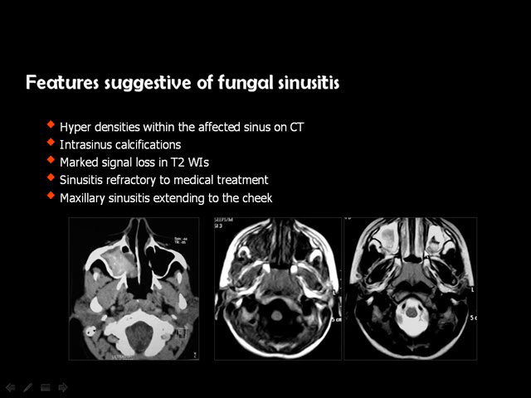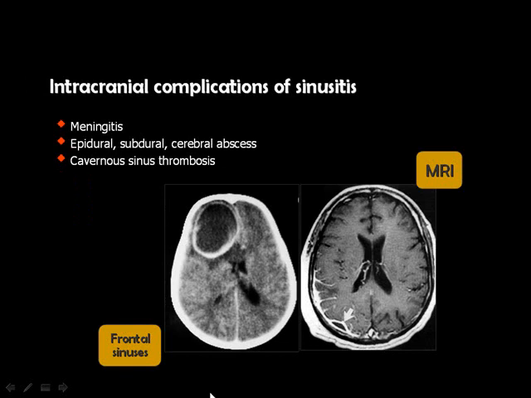And you see this sinus is obliterated by sinusitis, and part of this sinusitis is due to fungus because of this very dark signal. Number four is the sinusitis which is refractory to medical treatment, and whenever maxillary sinusitis extends to the cheek, we may suspect the possibility of developing fungal sinusitis. Sinusitis may have intraorbital and intracranial complications.